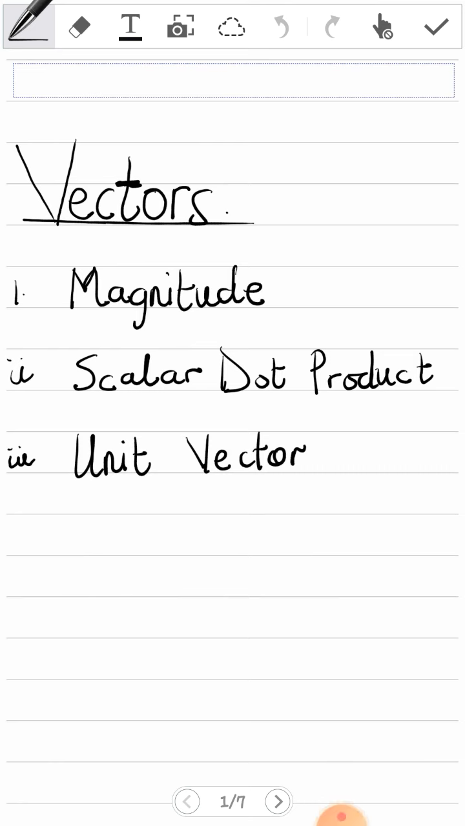Alright, so today's class will be on vectors and we are going to check out these three subtopics under vectors. We have magnitude, scalar dot products and unit vector. And all these are under both core mathematics and elective mathematics. So I'm going to first of all give the concepts of all these three, that's magnitude, scalar dot product and unit vector. Then I'll give two examples each.